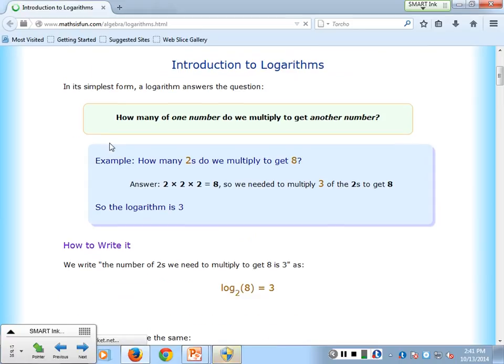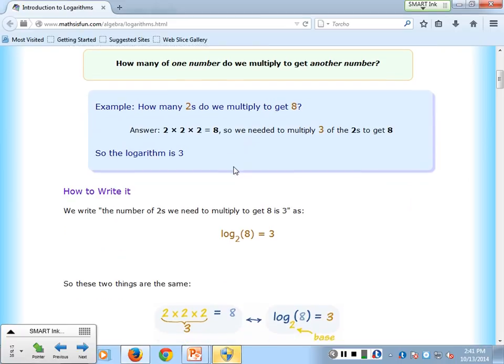So look at this. If you ask a question, how many 2's do we need to multiply in order to get 8? You would tell me what? 3. 2 times 2 times 2 is going to give you 8. So how many 2's do we need in order to multiply in order to get 8? And the answer is 3. So we need to multiply 3 of the 2's to get 8. This is a logarithm. So the logarithm is 3, because 3 is the answer to your question. And that's what you're asking. When it says find the log, it's asking you this exact question.